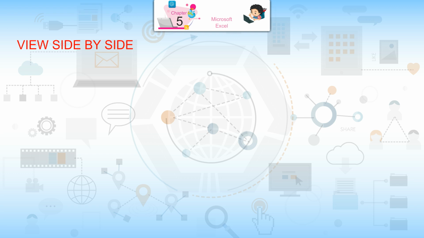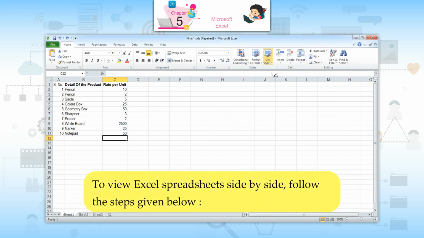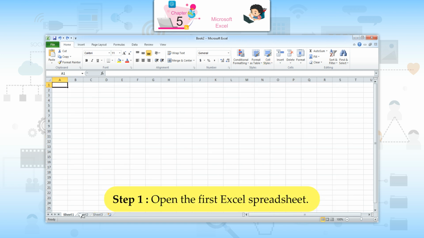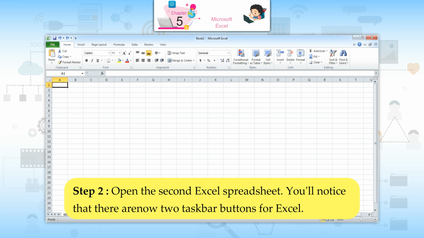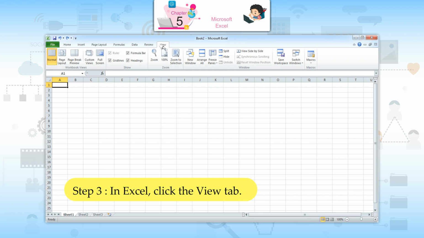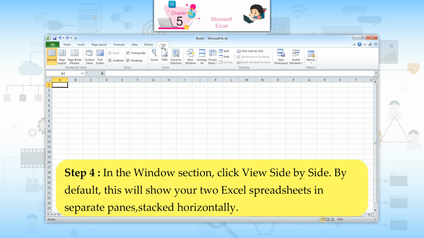View side by side. To view Excel spreadsheets side by side, follow the steps given below. Step first, open the first Excel spreadsheet. Step second, open the second Excel spreadsheet. You will notice that there are now two taskbar buttons for Excel. Step third, in Excel, click the View tab. Step 4. In the Window section, click View Side by Side.